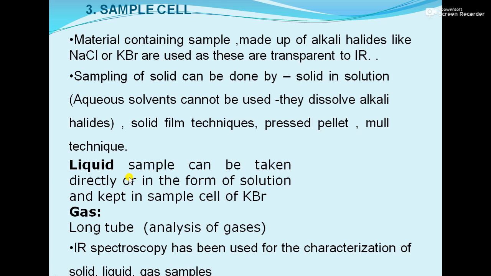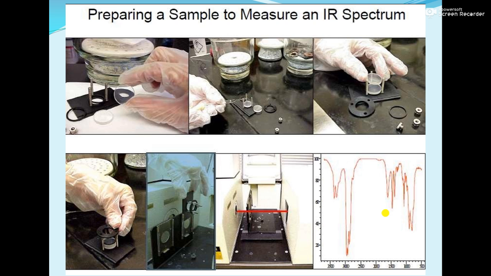Now how is the sampling of liquids done? Liquid samples can be sandwiched using a sample cell of KBr or NaCl. And how can the sampling of gases be done? A sample cell made up of KBr and NaCl can be used for this purpose. And finally, IR spectroscopy is used for the characterization of any solid, liquid or gas sample. These all three types can be detected with the help of this. Now these are the working, how the plates and all the samples are made, and this is the IR spectrograph which is obtained.